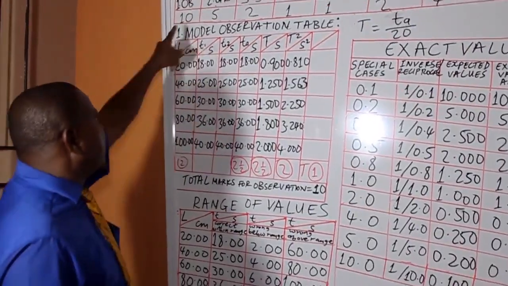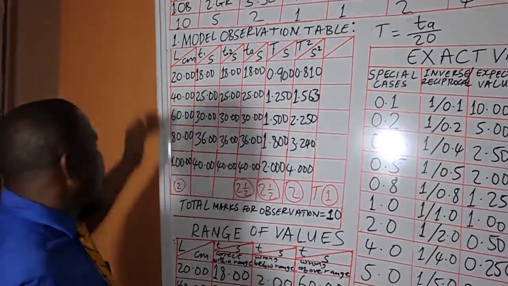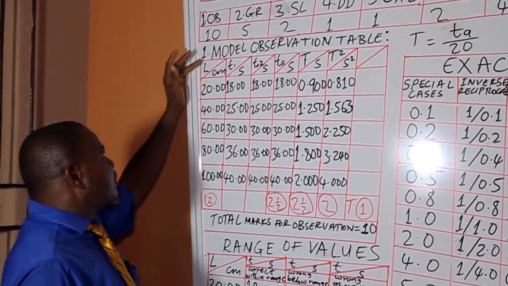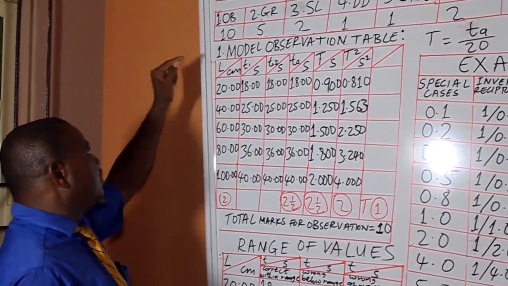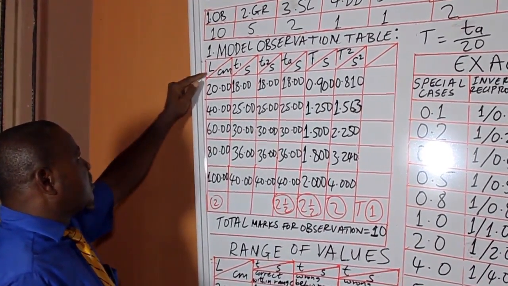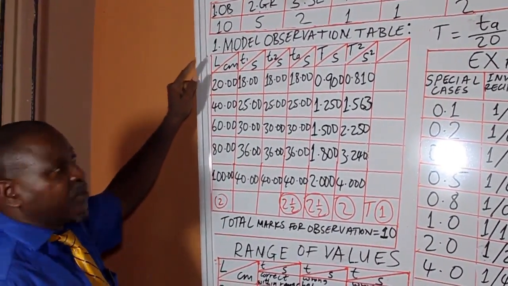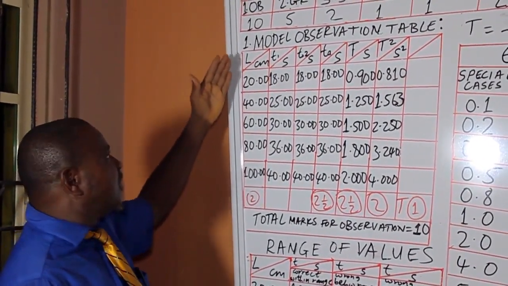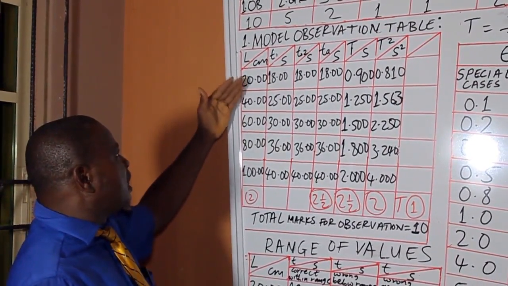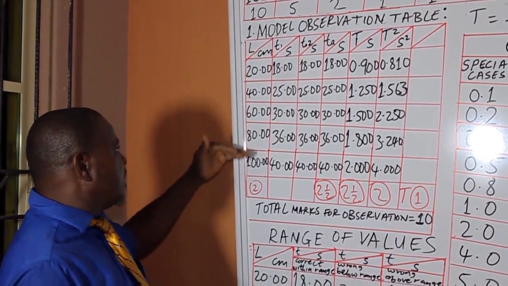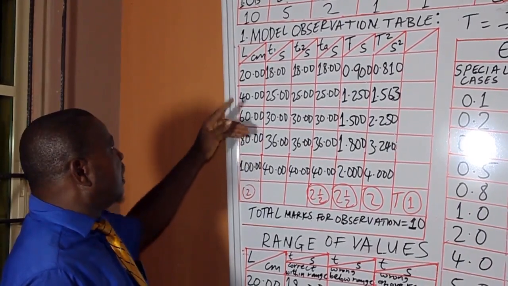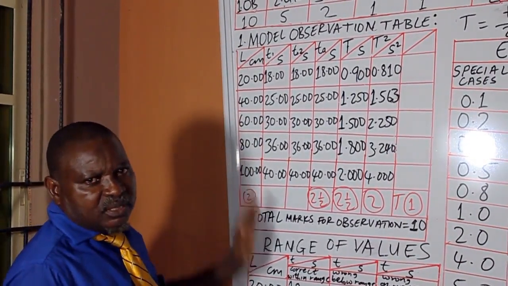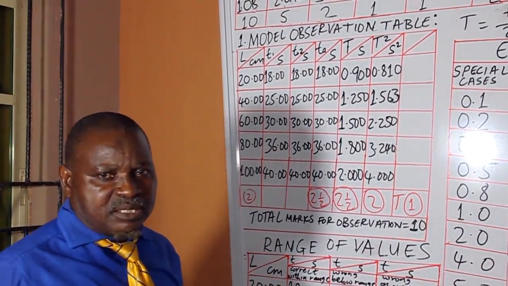Now, let's start from number 1. This is the model observation table. You start with the symbol of the quantity, which is a fundamental quantity. You slash it with centimeter. If you observe the values here from 20 to 40, 60, 80, 100, I take everything from beginning to the end to 2 decimal places. That is the normal practice.